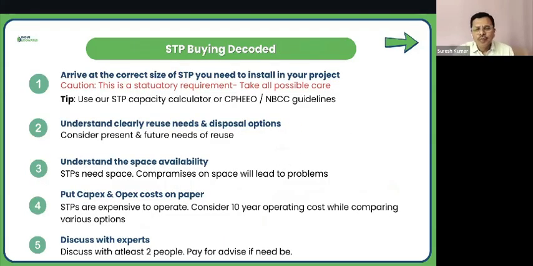Right? Now, let us decode STP buying. What is the sequence or what are the things that I need to consider? There are 5 things that I suggest we should consider. First, arrive at the right size of your STP. What is the right size?